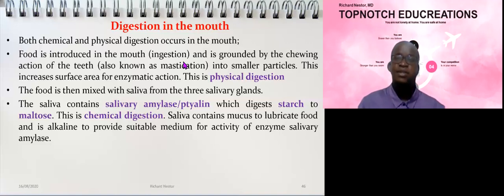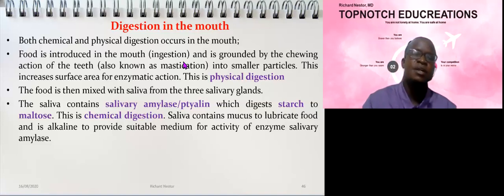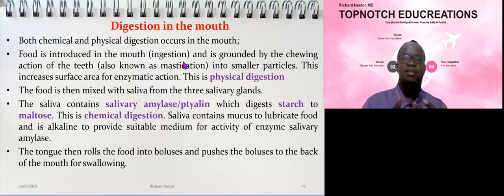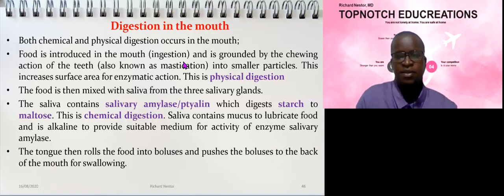And by noting the components of the saliva, it will be easier for you to relate that to the functions of the saliva. Note that the saliva also contains mucus, and it's that mucus that gives the saliva the lubrication property, ensuring that the food is lubricated so as to move smoothly along the digestive system. At the same time, the tongue also plays a critical role in digestion in the mouth. What does it do? The tongue rolls the food into boluses that will be pushed to the back of the mouth for swallowing. That rolling of the food into boluses is achieved through the action of the tongue.